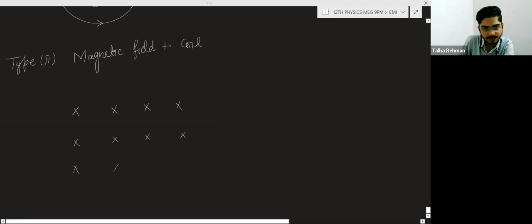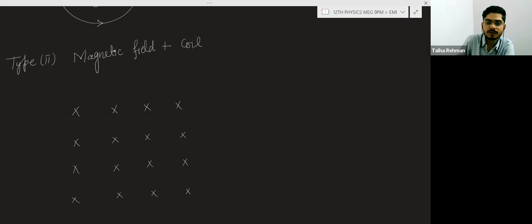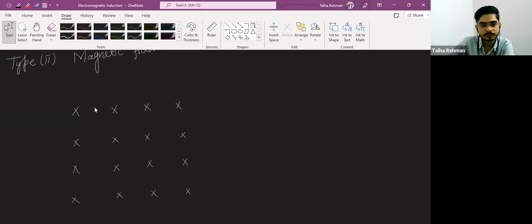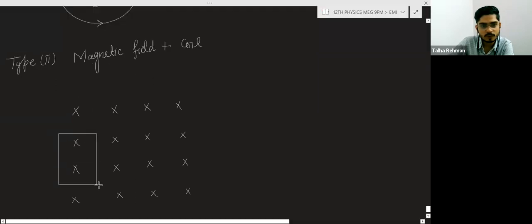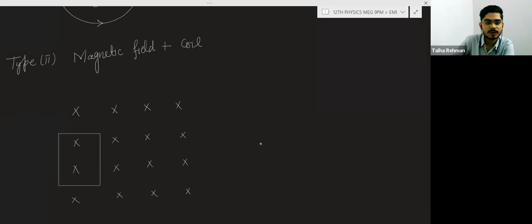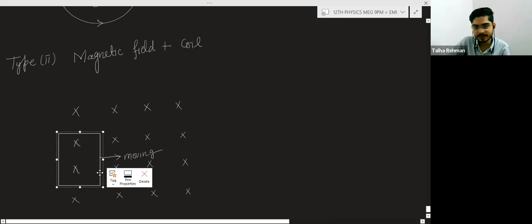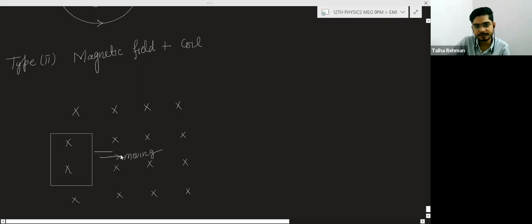This cross represents the inward direction of the magnetic field. And you have a coil like this. This coil is moving in this direction, meaning you can say this coil is entering the magnetic field.